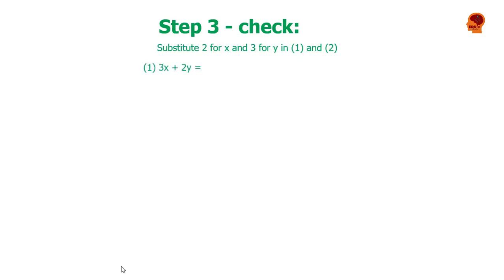Okay, so 3x plus 2y equals what? Now let's see, it equals 3 times 2 plus 2 times 3, equals 6 plus 6, which is what? 12, from the right hand side. Bam! That's very correct. Now the second one is 5x minus 3y equals what? 5 times 2 minus 3 times 3 equals 10 minus 9 equals 1, from the right hand side. So we are very well correct.